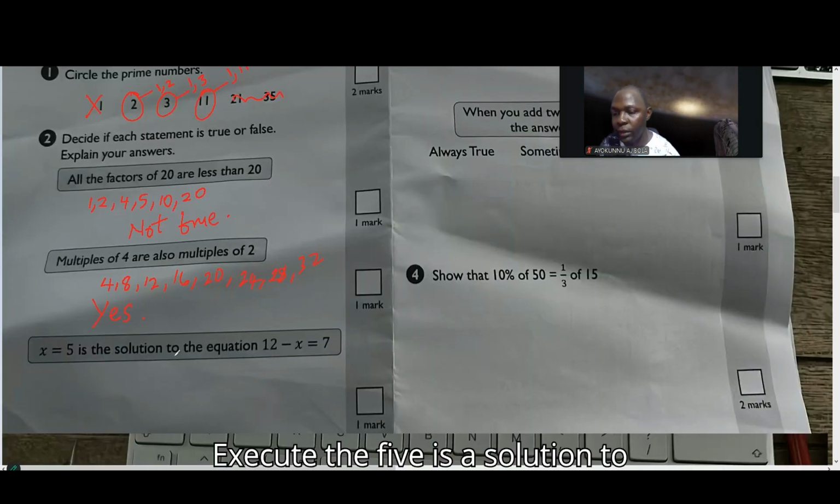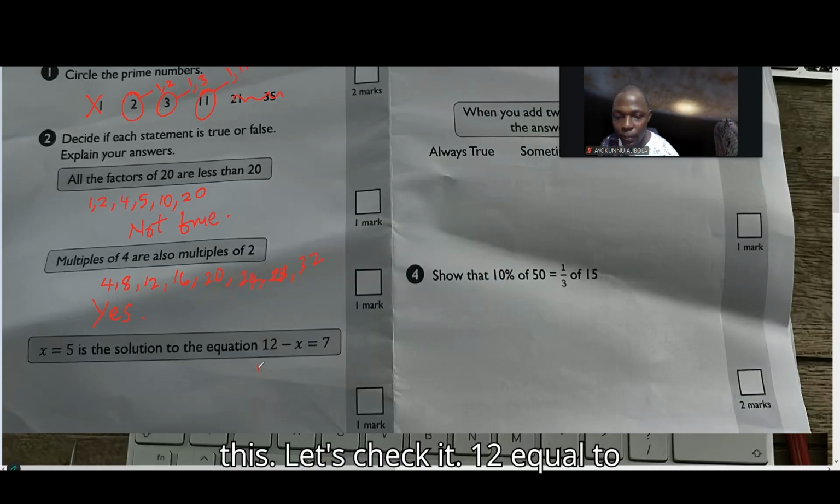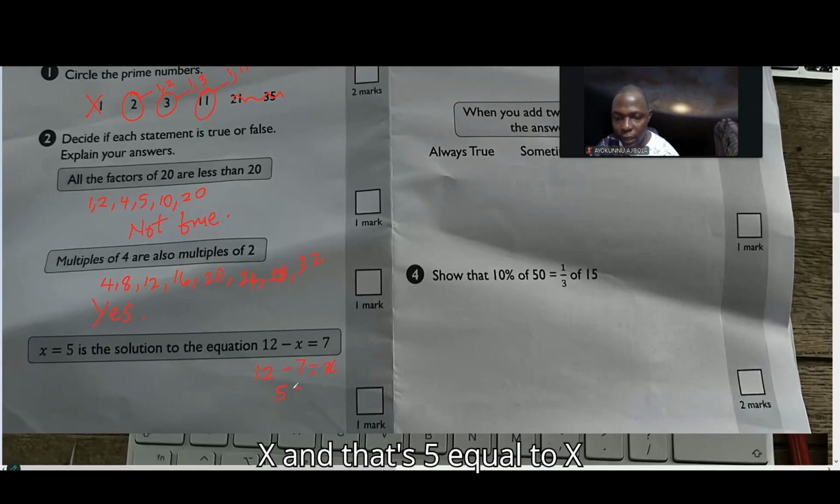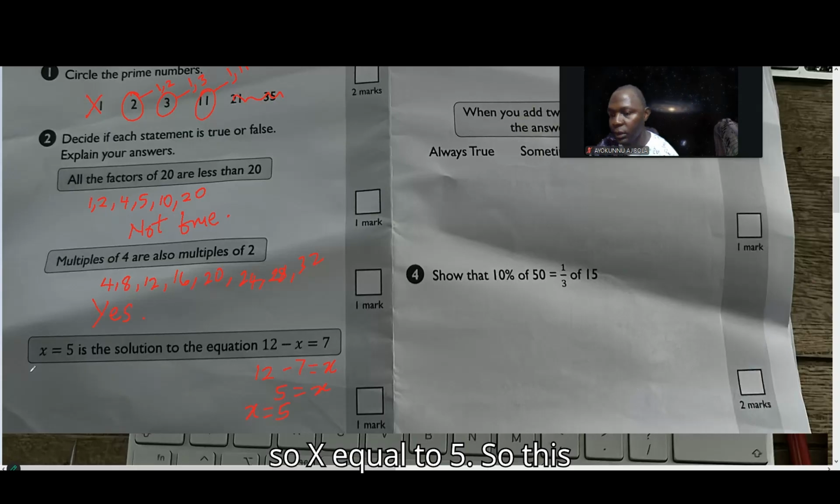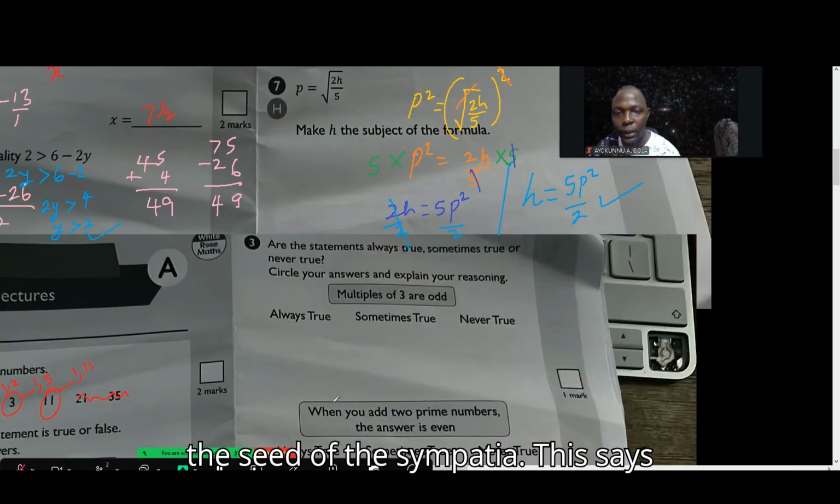x equal to 5 is a solution to this. Let's check it. 12 minus 7 equal to x. And that's 5 equal to x, so x equal to 5. So this is correct. Then let's see the second part here.